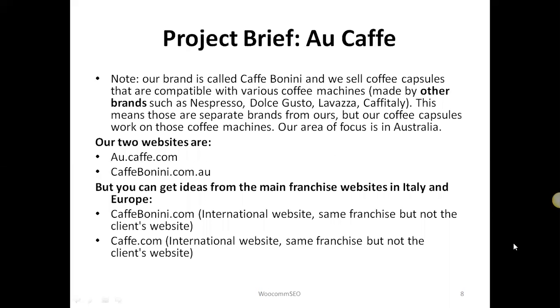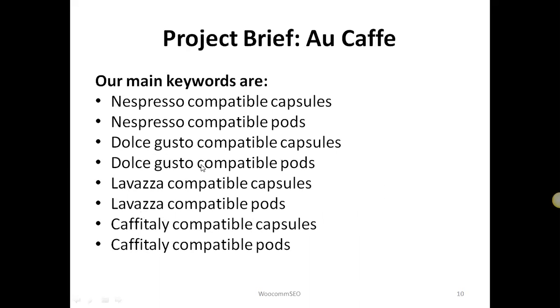So just study the project brief again, familiarize yourself with it, the brands Nespresso, Dolce Gusto, and our main brand, which is Cafe Bonini. And then these four brands are where our coffee capsules fit. And the two websites, au.cafe.com and cafebonini.com.au. You want to be very familiar with those two websites, and the sister websites from the same franchise are right here. And the main keywords, be very familiar with these main keywords here.